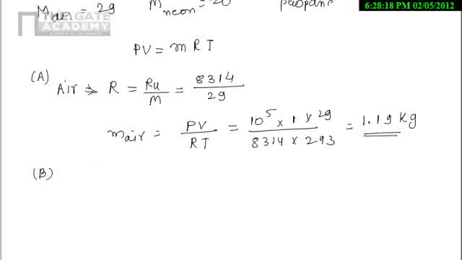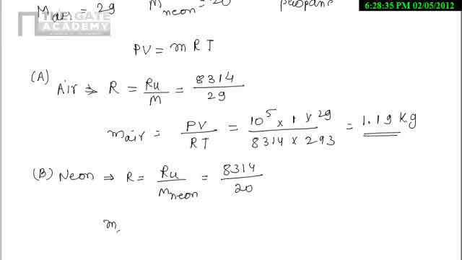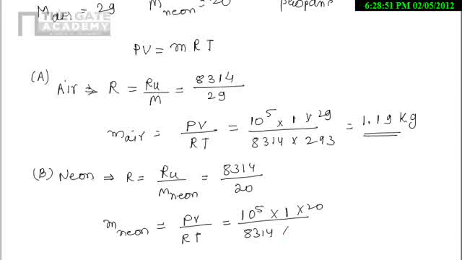Similarly, in part B we are having neon. So for neon, we will calculate R as Ru by M of neon, so again 8314 divided by 20. So the mass of the neon we can calculate by PV by RT in a similar way. So again 10 to the power 5 into 1 divided by 8314 by 20 into 293. So we will get 0.82 kg.